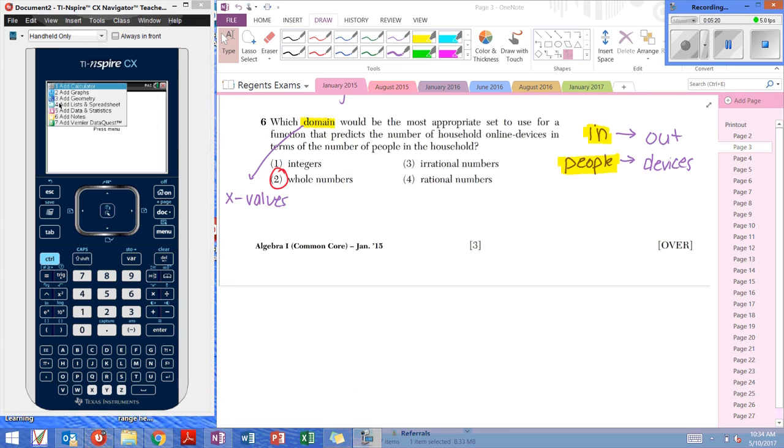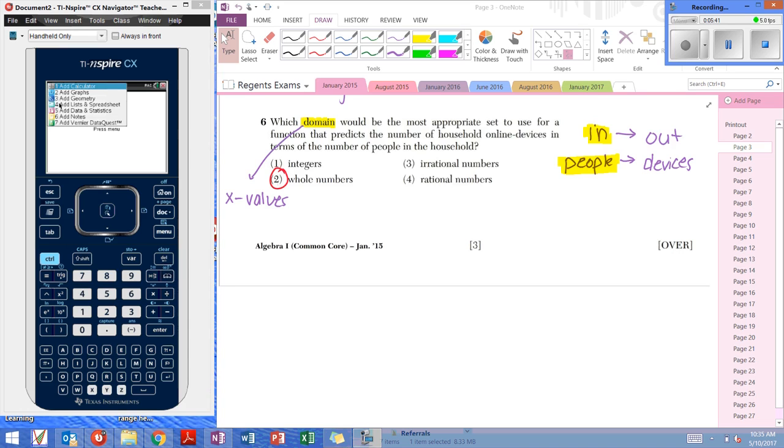Question 6 is one that the Regents exam really likes to ask about. So get into the habit, whenever they say a situation and then they say, what is the domain or what is the range of such and such, I would always write what a function does. You put something in and then you get something out. Okay, so I write in to the out.